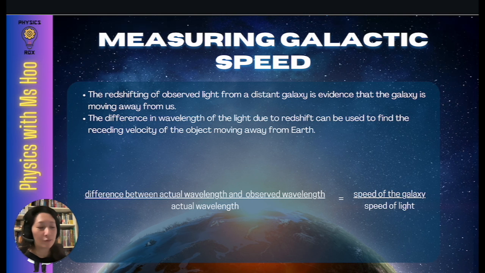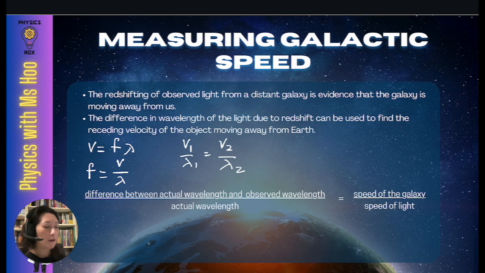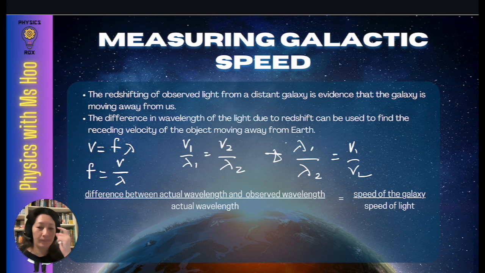Now, to understand this relationship, we can recall the wave equation of v equals f lambda. So taking the frequency of the light to be constant, you can rewrite the formula as f equals v over lambda. So if v1 over lambda 1 equals v2 over lambda 2, when we rewrite this, we can get lambda 1 over lambda 2 equals v1 over v2.